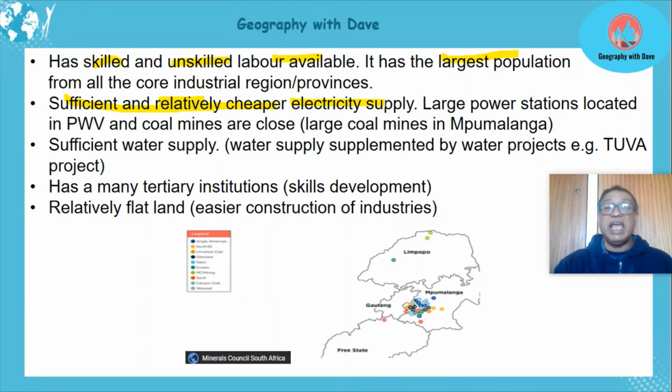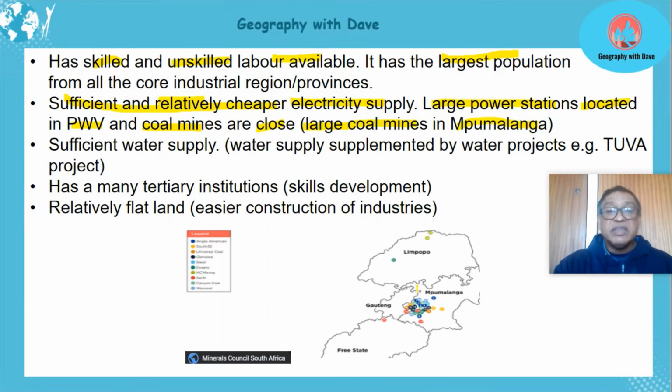Electricity supply. Okay. Relatively cheap. Why? We look at it. Large power stations are located in the PWV. And what makes it possible here, learners, is that the coal mines are close. Large coal mines in Mpumalanga.